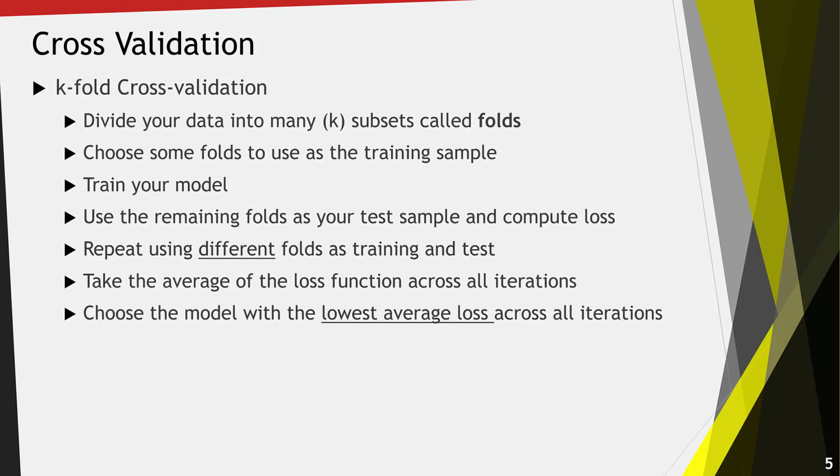So how does k-fold cross-validation work? What you'll do is you'll divide your data into many, in fact, the number is k, subsets called folds. You're going to choose some of those folds to use as the training sample. You'll train your model on that sample. Then you'll use the remaining folds as your test sample, and you'll compute the value of the loss function out of sample on those remaining folds. You'll then repeat this process using different folds as the training and test samples. You'll do this several times, and then you'll take the average of the loss function computed out of sample across all of the iterations. And then you're going to choose the model as your preferred model that has the lowest average value of the loss function across all those iterations.